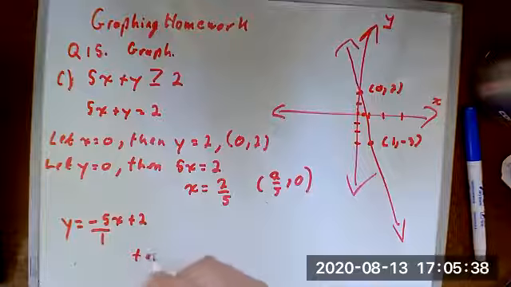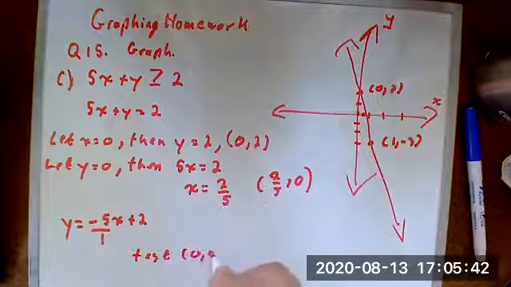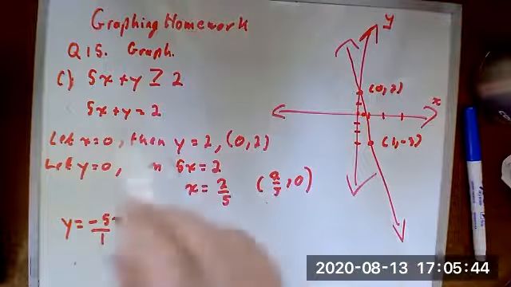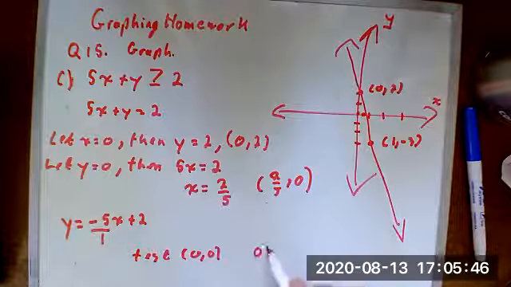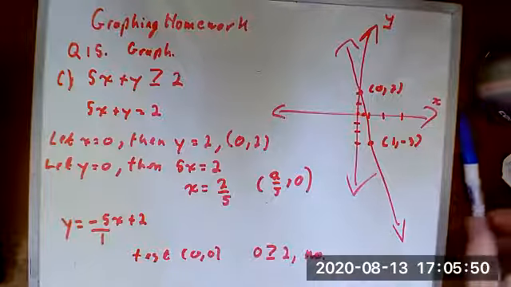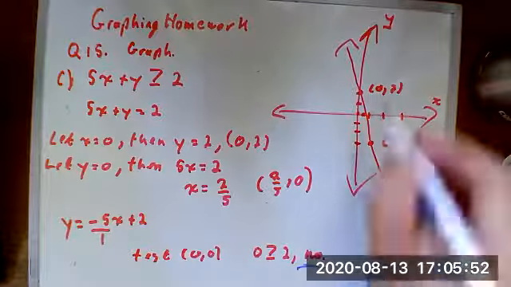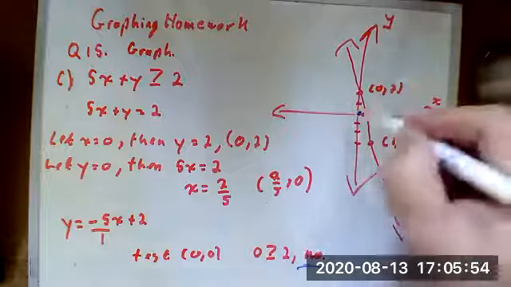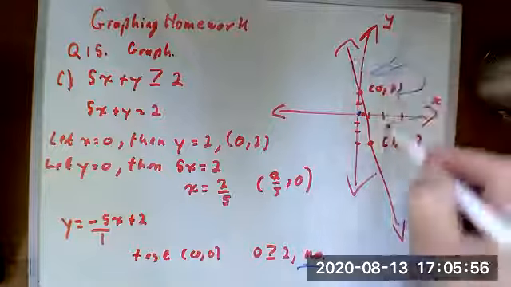Not to forget, let me test our 0, 0 point. Is 0 greater than or equal to 2? No. There's 0, 0. We want the side it's not on, so we shade that side.